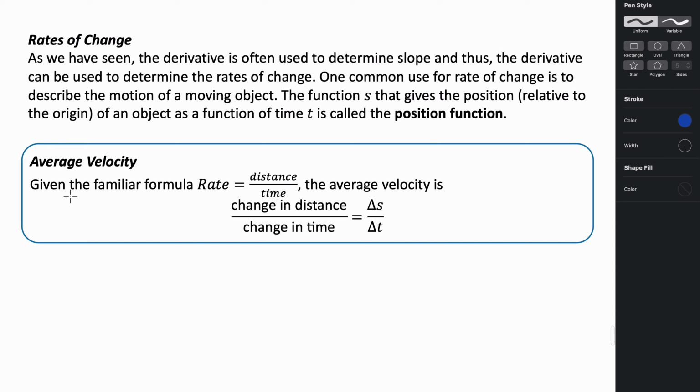So if we are given the formula that rate equals distance divided by time, then we can say that the average velocity is represented by the change in the distance divided by the change in the time. Remember, s is representing the position of our object. So it's the change in our position divided by the change in time. Let's look at some applications of this type of problem.